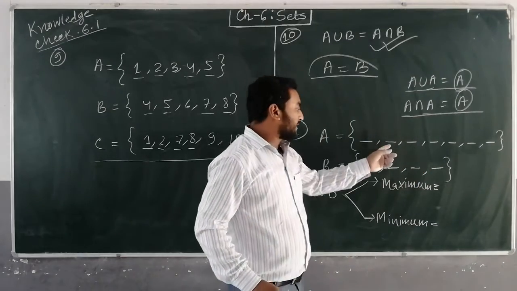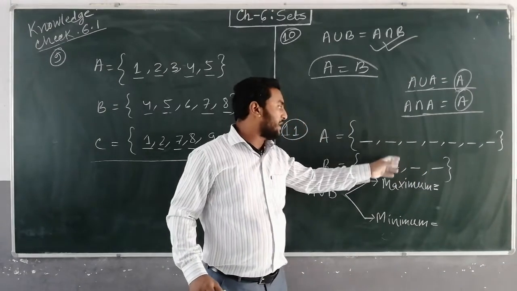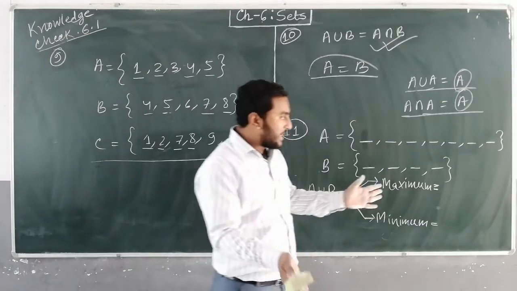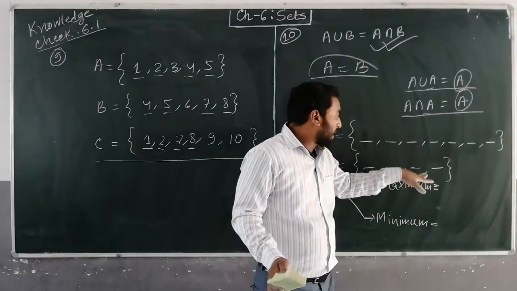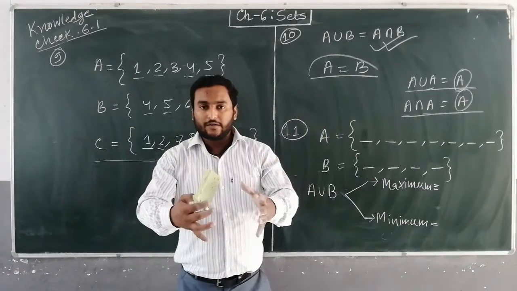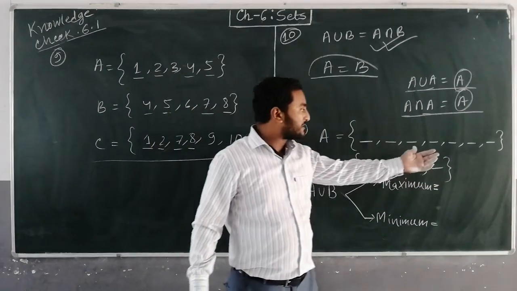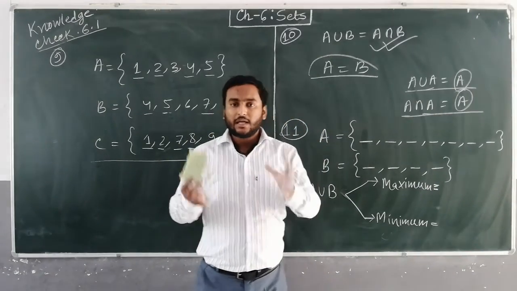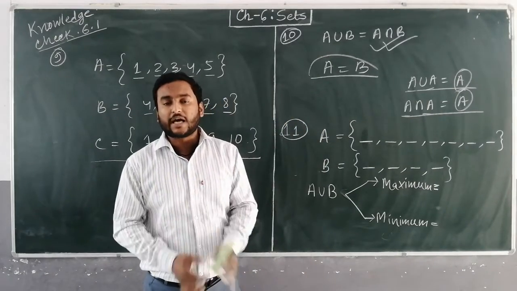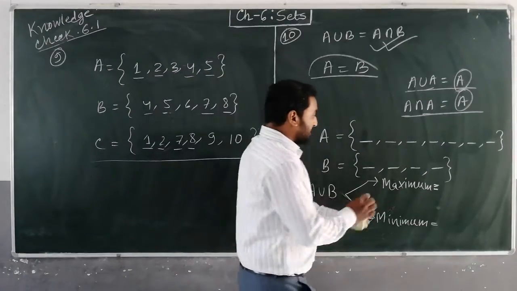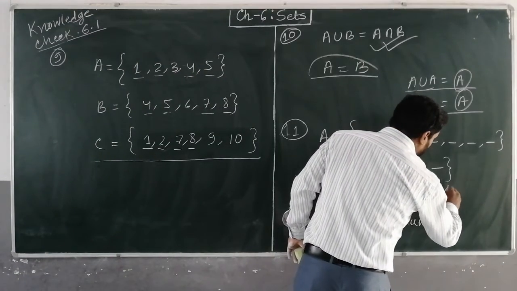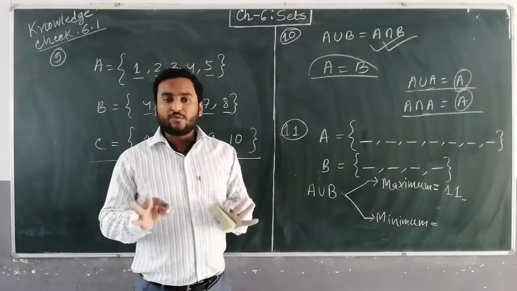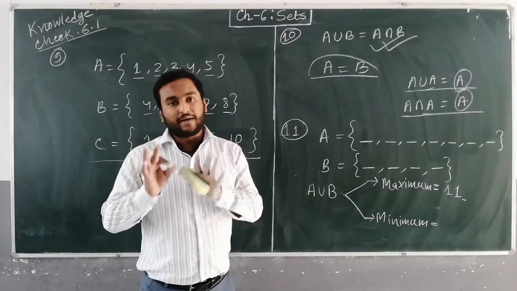If you take the union of A and B when these two sets are disjoint, then all the elements will be considered. In the union there will be 7 from here and 4 here, a total of 11 elements, when these two sets are disjoint. So the maximum possibility of elements is 11.